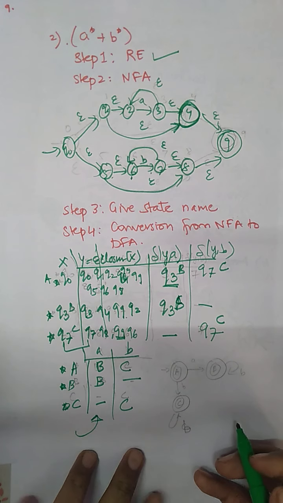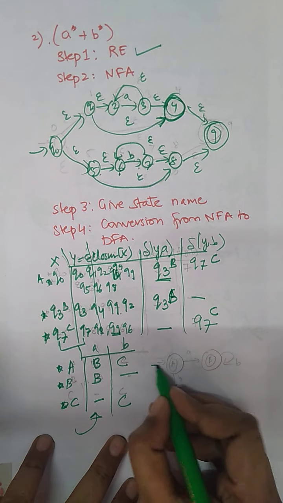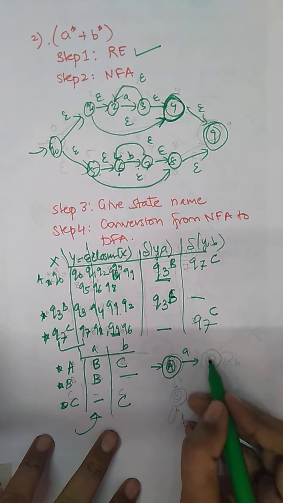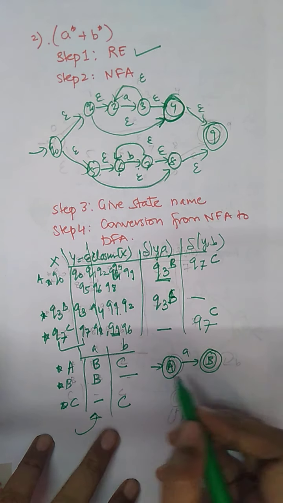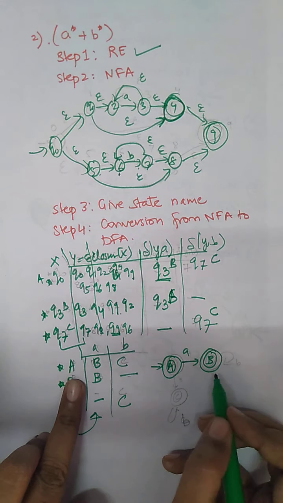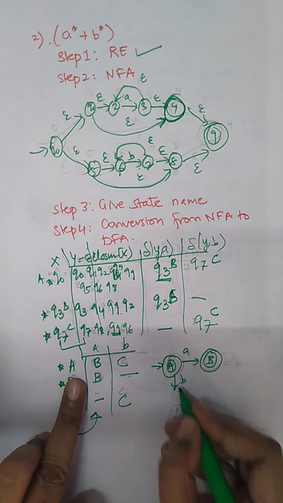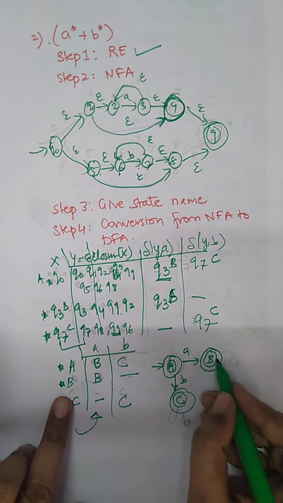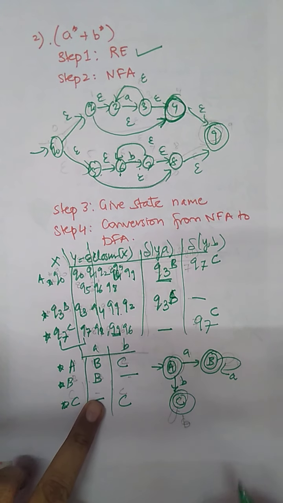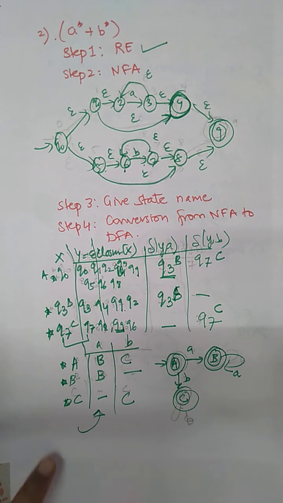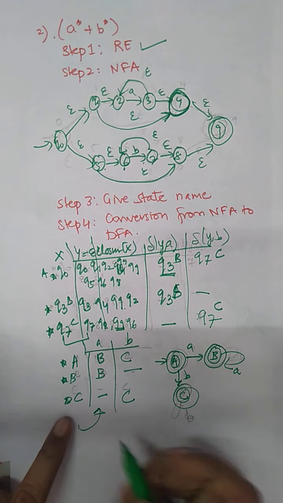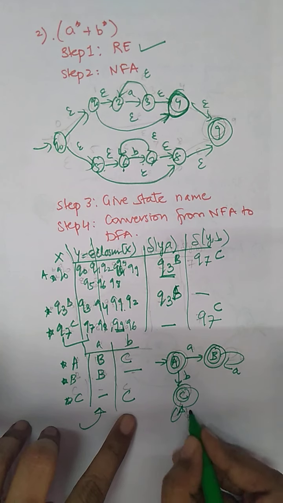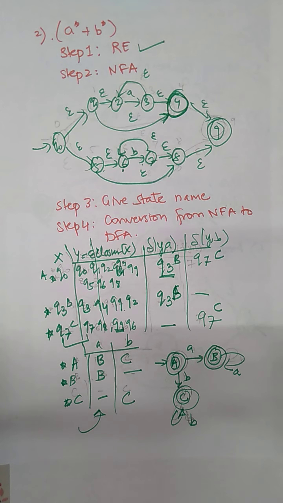So what will be the next step? We have to draw the corresponding DFA diagram. A is the initial state and also a final state. A on A goes to B, B is also a final state. A on B goes to C. C itself is a final state. Now B on A goes to B, and B on B nothing. C on A nothing, C on B goes to C. So this is how we converted the given regular expression into a DFA.